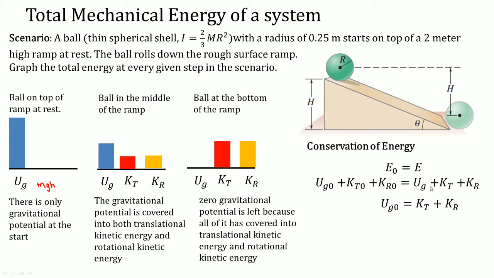Notice at the start, you only have UG naught because that represents the gravitational potential energy at the start. And at the end, you only have kinetic translational and kinetic rotation. Plugging it in, these are the variables. So you could see that mgh is going to be equal to 1/2 mv squared, which is the translational kinetic energy, plus 1/2 moment of inertia times angular velocity squared.